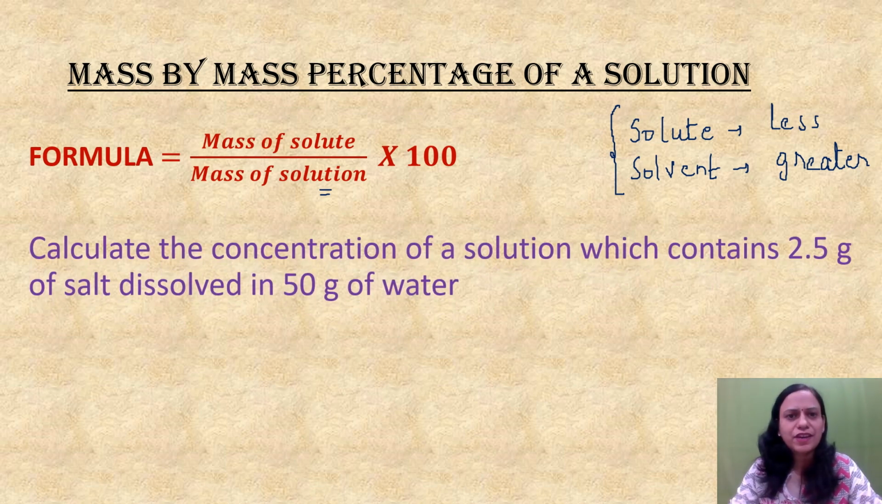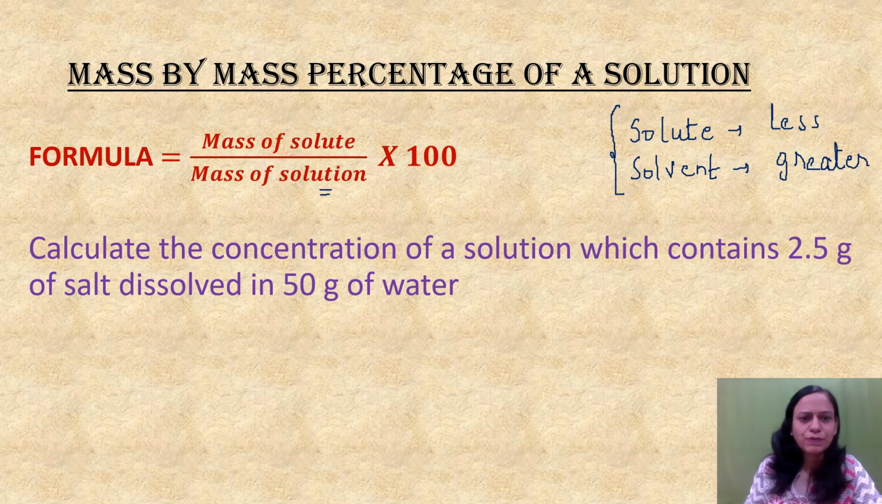So we have a question here on your screen. Calculate the concentration of a solution which contains 2.5 grams of salt dissolved in 50 grams of water. So in this particular question, what will be the solute and what will be the solvent? As I told you, the solute is that component which is present in a lesser quantity and the solvent is present in a greater quantity, right?